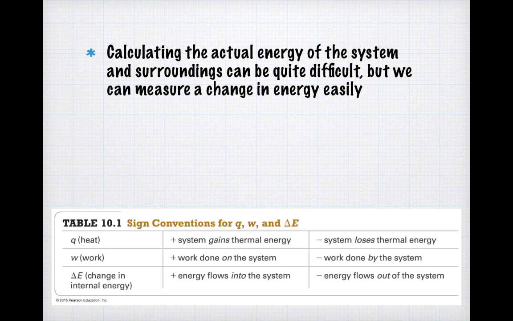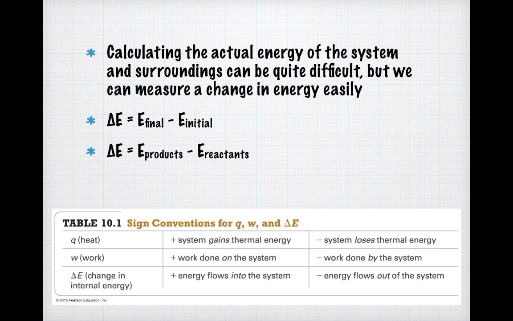On this last slide, as I mentioned, calculating the actual internal energy of a system and the surroundings can be quite difficult, and it's not very practical, particularly for this level class. We can, however, measure a change in these energies fairly easily, and so we say that delta E is equal to the E of the final condition minus E of the initial condition. Or an easier way to put that is that delta E is equal to the energy of the products minus the energy of the reactants.